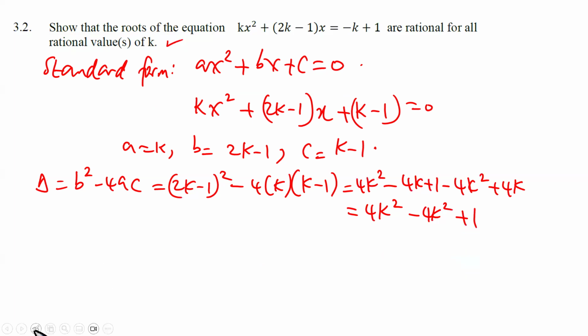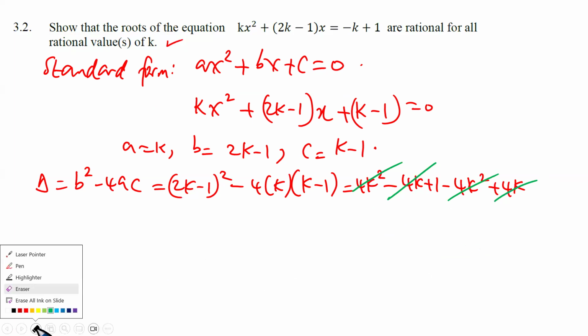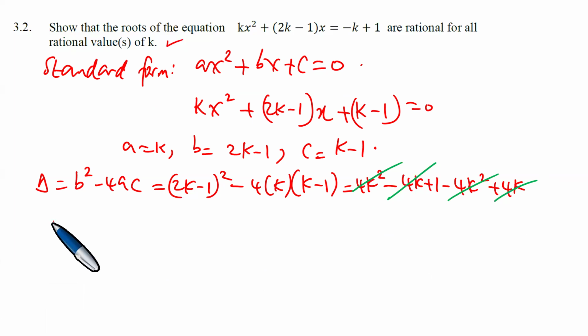What is the answer to this? It simplifies nicely. The k terms cancel and we're left with 1. I need to check if there's no typo here, but it looks true that the discriminant is only 1. Check it. Yes, it's correct, and this one is a perfect square.